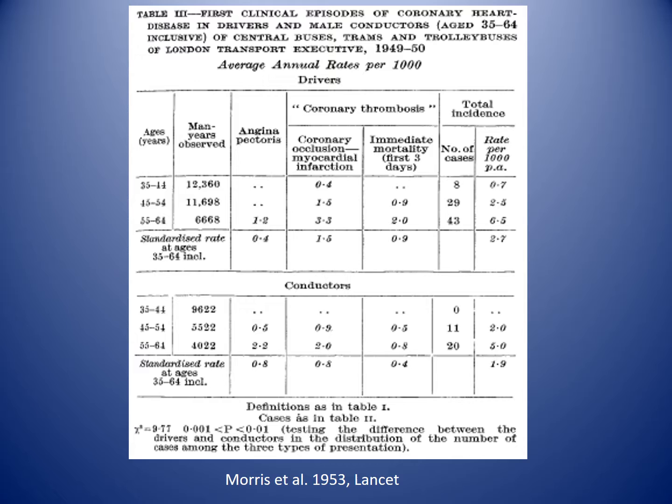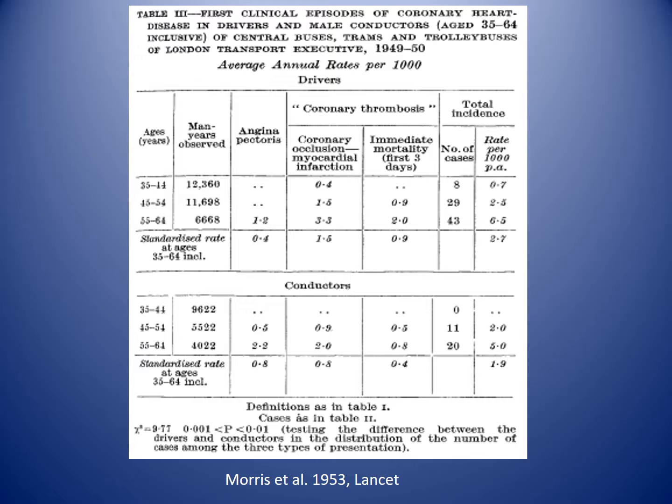Okay? Then we have another column that they call man years observed. This is the amount of years that each individual was in the study. So if one individual worked for the London Transport for 20 years, he contributed 20 years of observation time. If a different individual worked there for 5 years, he only contributed 5 years. So it's a way to account for exposure time.